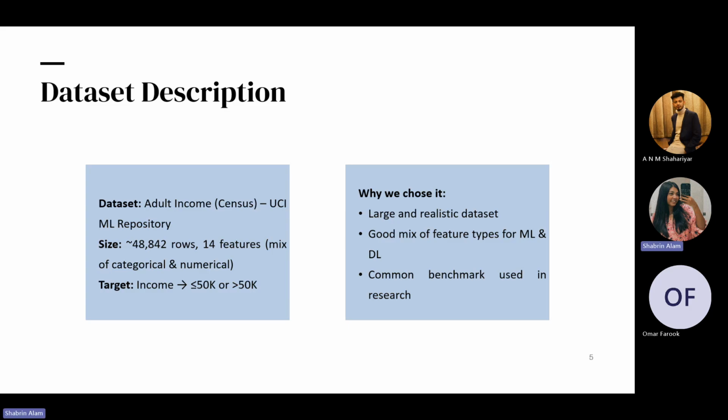Moving on to the data description, for this study we used the adult income data set from the UCI machine learning repository, and it has about 48,842 rows and 14 features, a mix of categorical and numerical attributes like age, work class, education, occupation, and hours per week. The target is whether someone earns less than 50K or above 50K per year. We chose this dataset because it's large and realistic. It includes both categorical and numerical features, which makes processing interesting, and it's a benchmark dataset often used in ML research, which means we can compare our results with other studies.